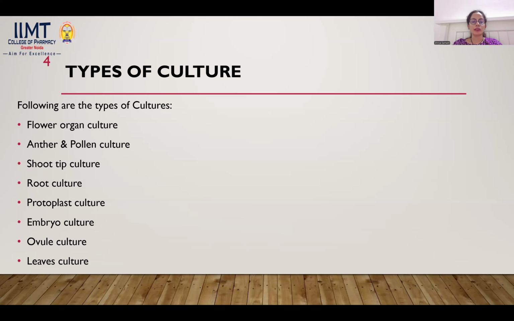Next is ovule culture. It is an experimental system by which ovules are aseptically isolated from the ovary and grown aseptically on a chemically defined nutrient medium under controlled conditions. Last is leaf culture. In leaf culture, the excised young leaf primordia or immature young leaf of the shoot apex are placed in a chemically defined medium, where they grow and follow the developmental sequences under controlled conditions.